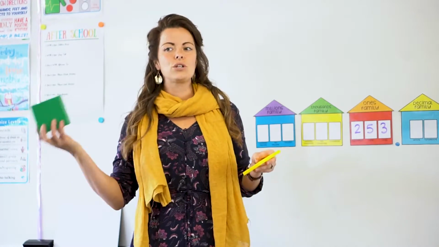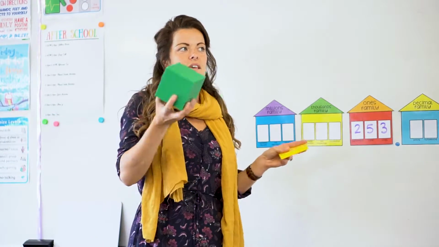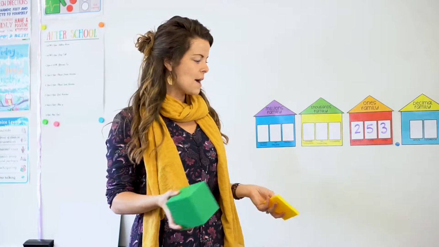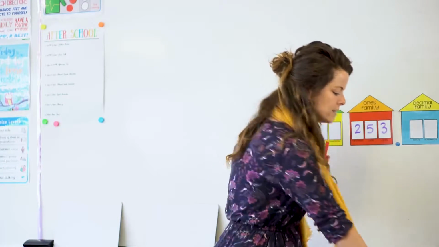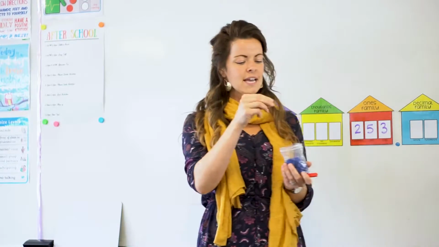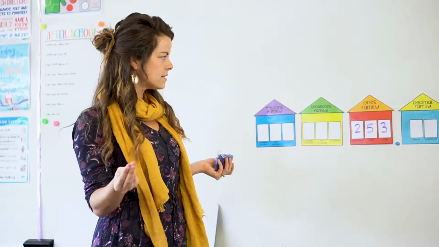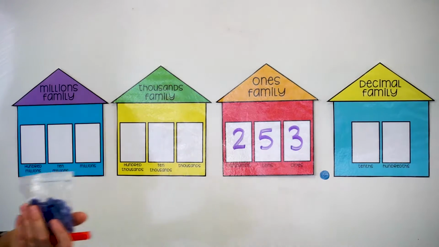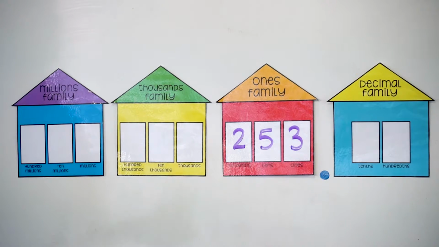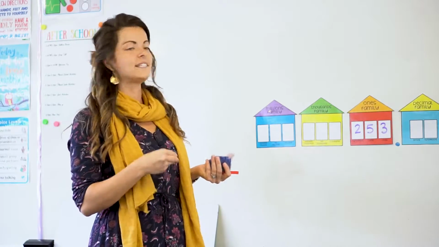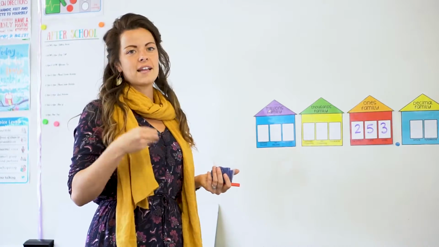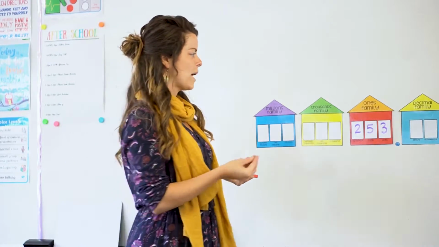Which then leads us, further down the track in the upper junior school, to trading. What that means is, if we had 10 units in the ones column, what would happen if we had more than 10 units, and what would that look like if we were to trade up into the tens? And using that key language of trading.